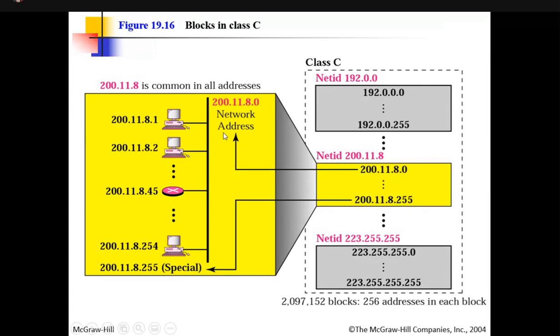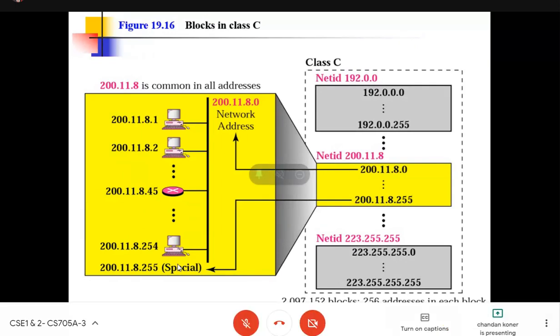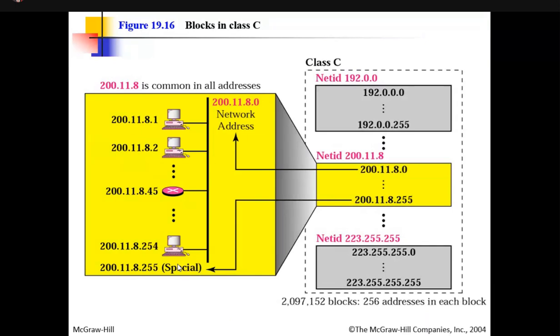Ultimately, what is happening? When we emphasize 200.11.8, the starting address of the host will be 200.11.8.1, and it will end with .254, where the network address will be 200.11.8.0 and 200.11.8.255 is a special address. So here only 1 to 254. That means only 254 hosts will be able to connect by a class C address. So it may be a very small number for a large organization.